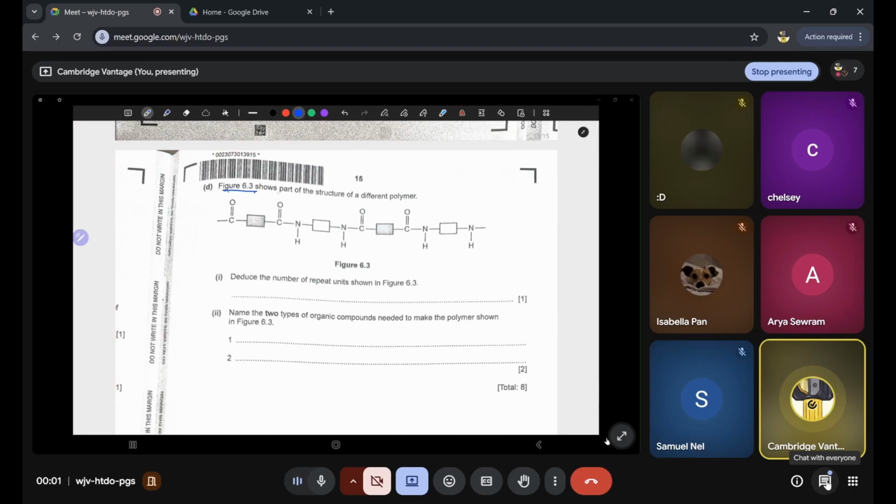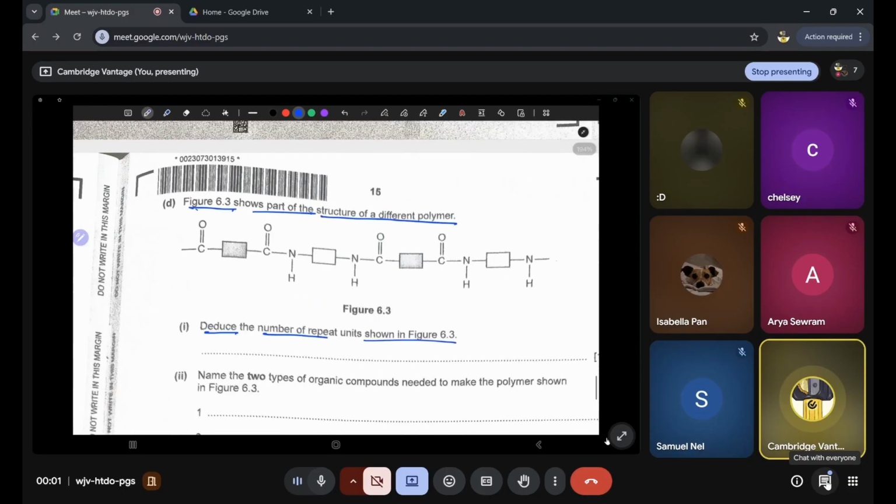Figure 6.3 shows part of the structure of a different polymer. So it's changed, but notice that the linkage is still the same. It's still an amide linkage. Now, what do they ask? Deduce the number of repeat units shown in figure 6.3. Whenever it's an identifying repeat unit question, always just break down the linkage.